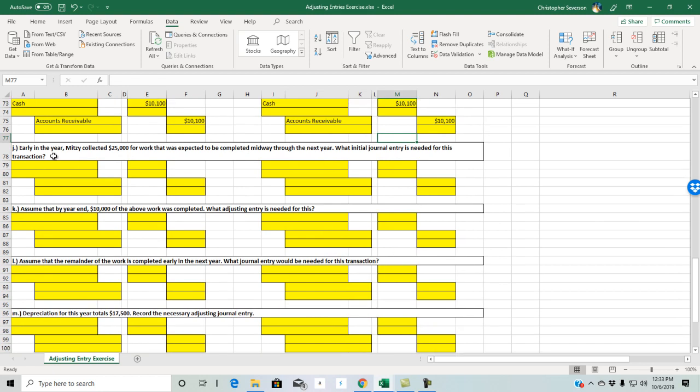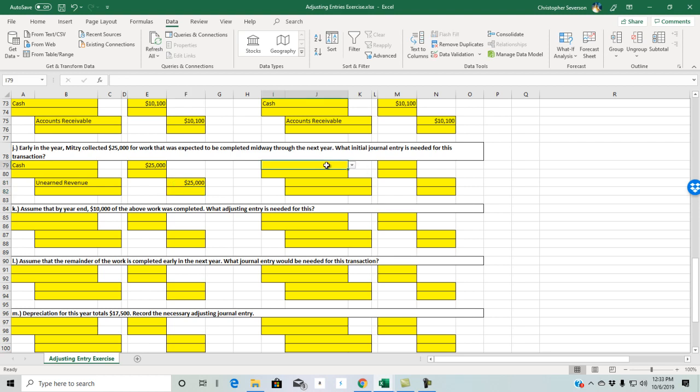Early in the year, Mitzi collected $25,000 of work that was expected to be completed midway through the next year. What journal entry is needed for this transaction? So this is your unearned revenue. The first entry is a cash entry. We've collected $25,000 in cash, but we can't count it as revenue yet. Instead, it's unearned revenue or deferred revenue.